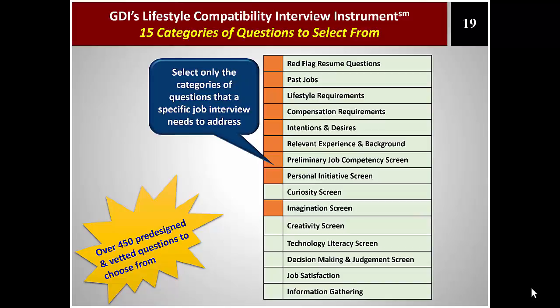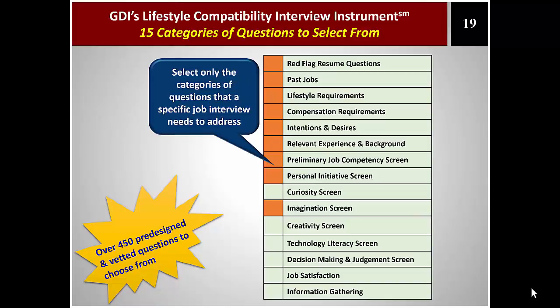We'll also talk about your intentions and desires, and then we'll go over some relevant experience and background. And then we'll do some job competency screen, just a few questions, maybe 3, 4 questions at the most, that helps to indicate whether we should take you to the competency interview or not. And the same thing with personal initiative, curiosity, and imagination, creativity. We'll also do a little technology literacy screen to see how competent you are at modern technologies, and a little bit of decision and judgment and job satisfaction, and other information gathering that might be necessary.